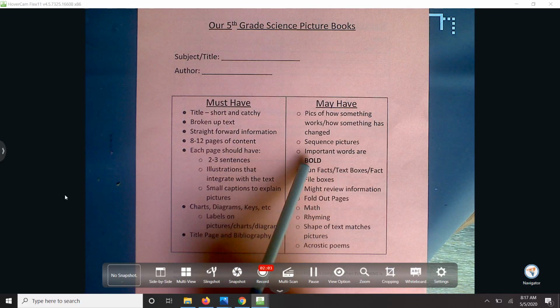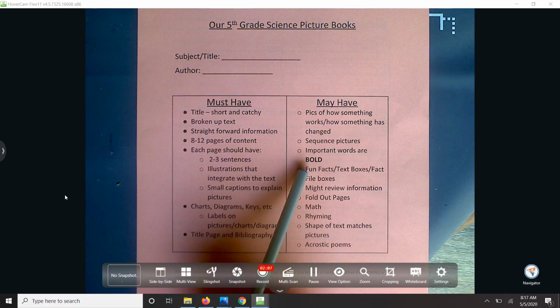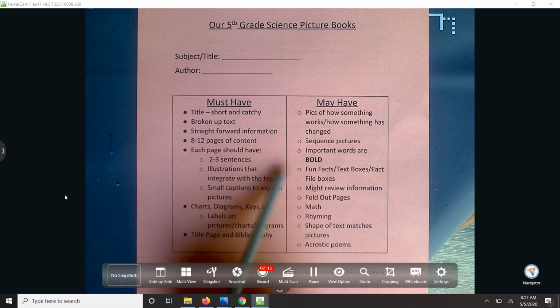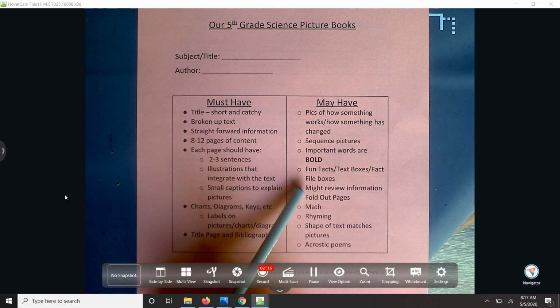You might put your important words in bold, kind of like in our Reach book. You can think about our vocab words, how they were usually bolded or highlighted. You might do fun facts or text boxes or fact file boxes. You could have review information, so maybe there's something that someone needs to know before they can understand your book. You could have fold-out pages. You can make a pop-up book. You can go as crazy as you want with this.